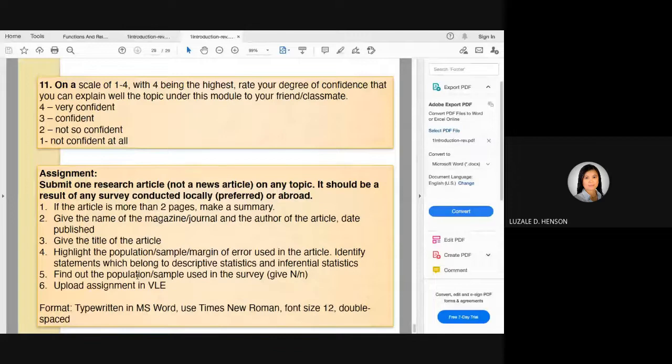Find out the population sample used in the survey, upload the assignment in BLE. Type written, alam na natin yon kasi I have discussed this kung paano isa-submit yung mga written outputs. So this is your first assignment, class.